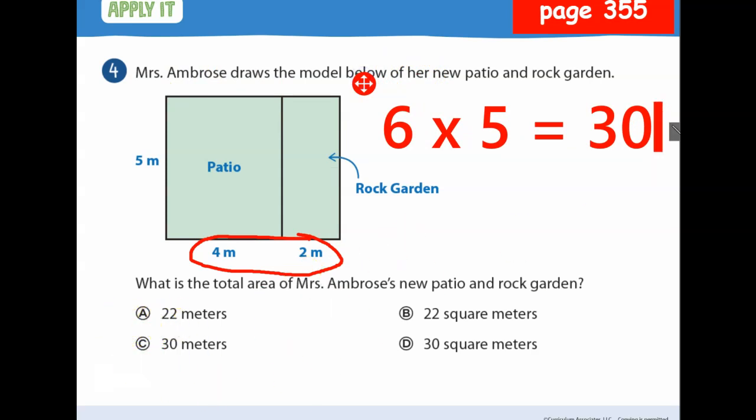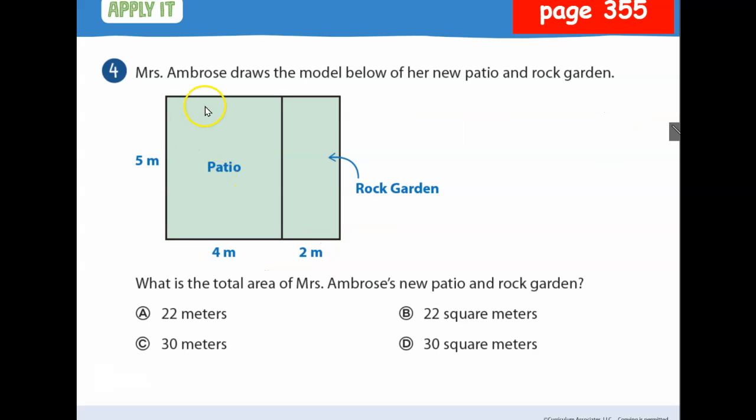Now let's do it another way. Let's find out this area first, right here. So I have the length times the width. What's the area of the patio? Somebody just said it. 20, right? Because I multiply 4 times 5 to find the area. 20.